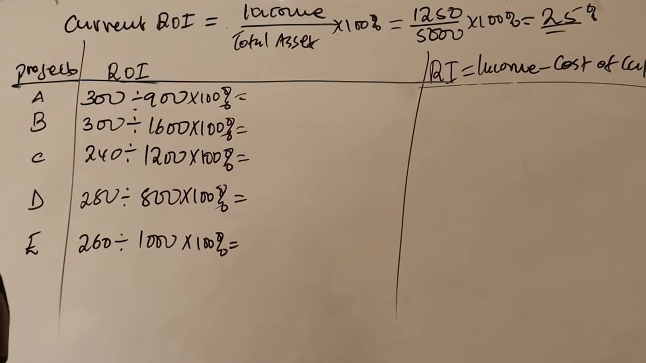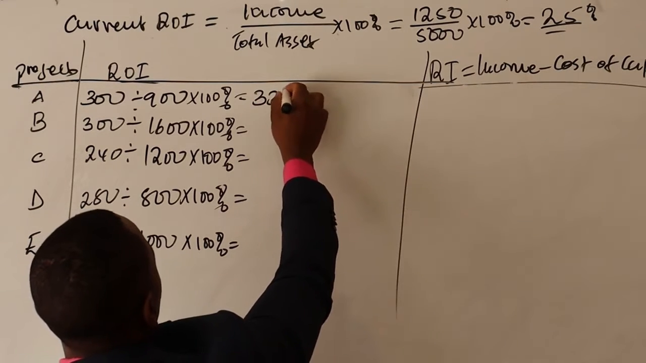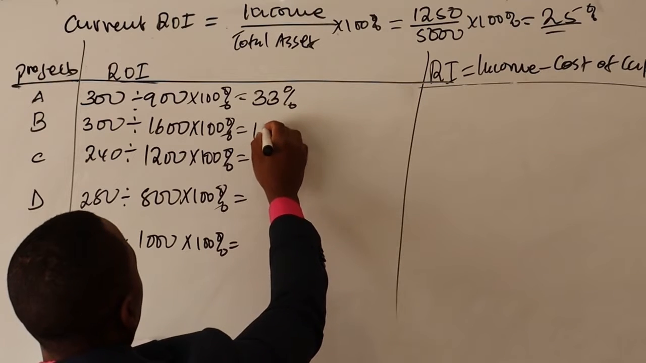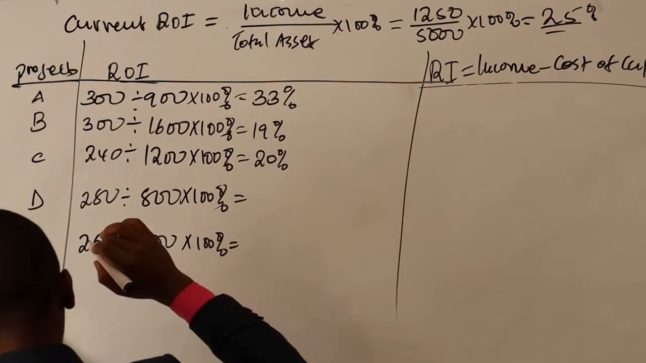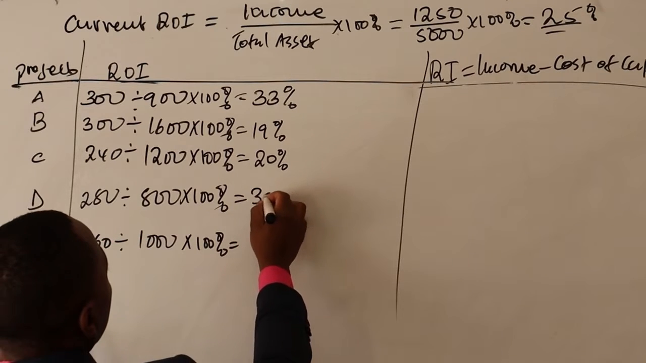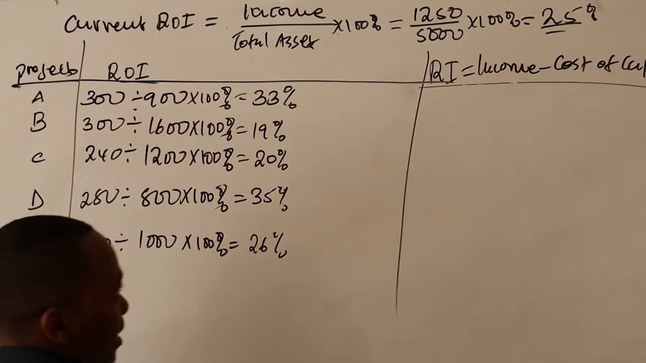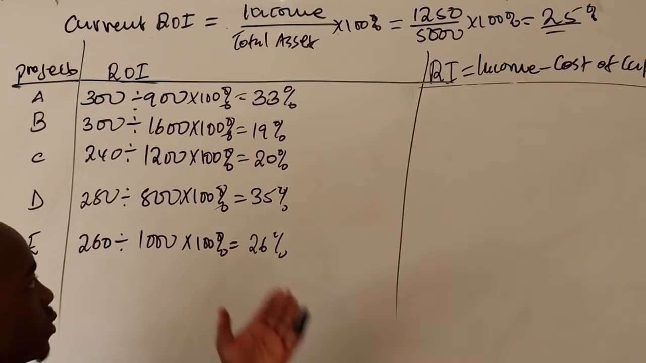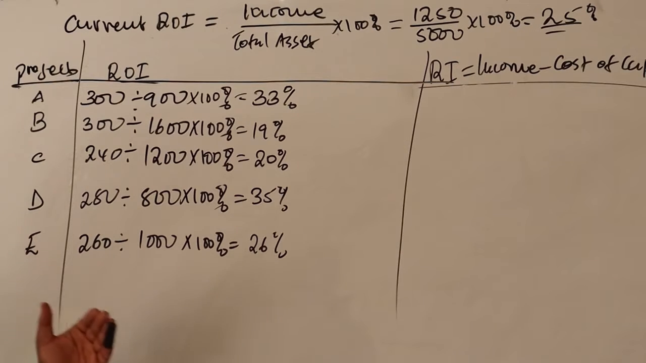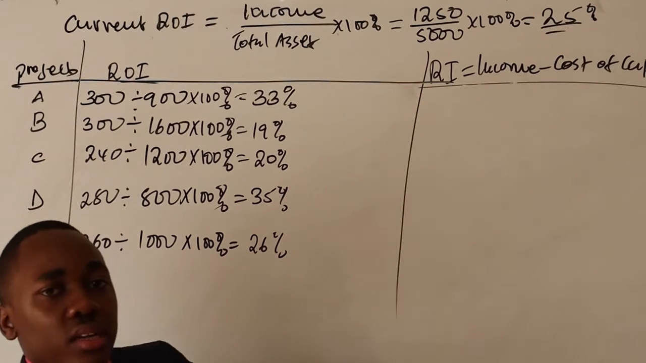So what do we get there? This one you get 33%, the next 19%, 20%, 35%, and 26%. So now let's evaluate those projects, the new investments. Which one to accept, which one to reject? Remember the current company return on investment is 25%.